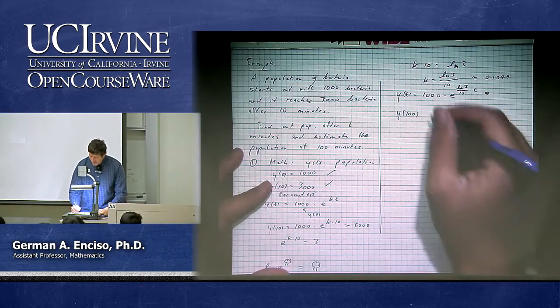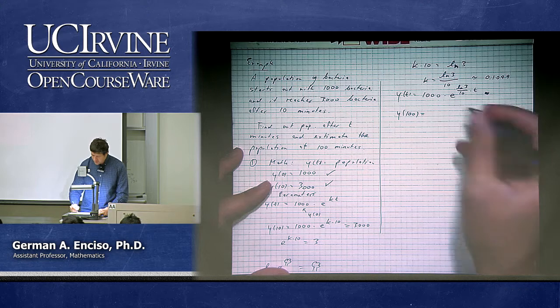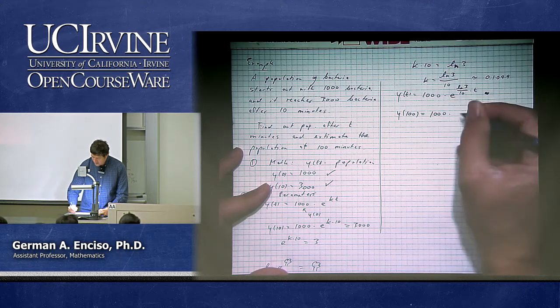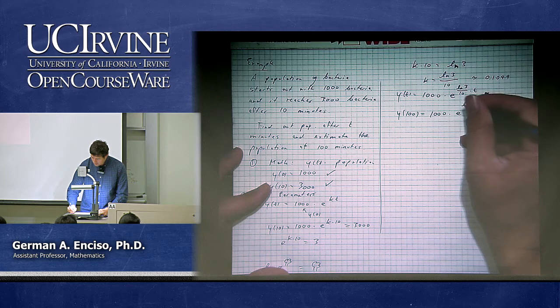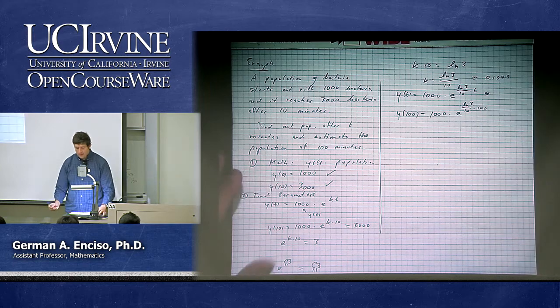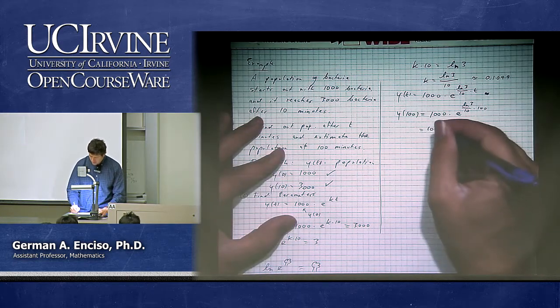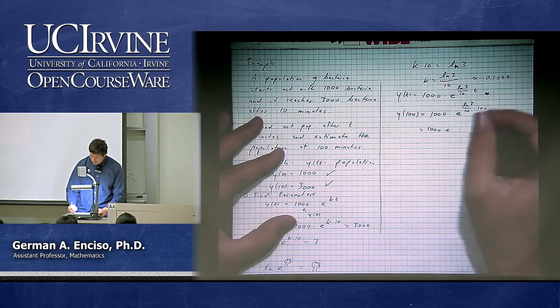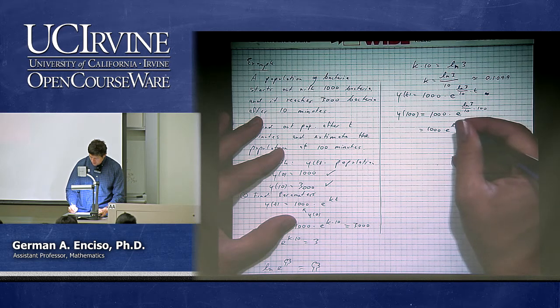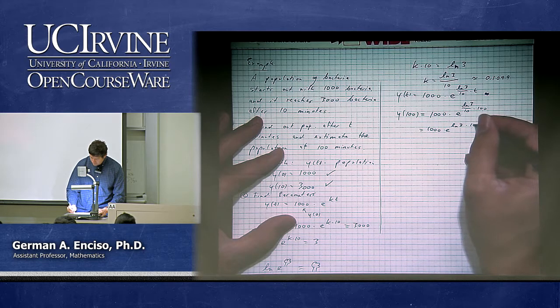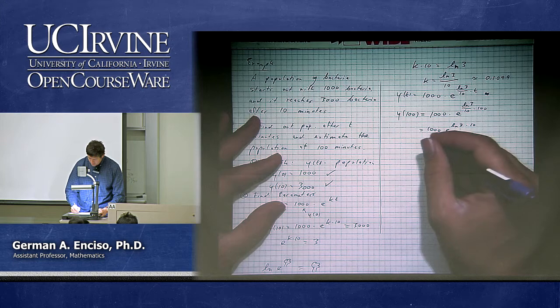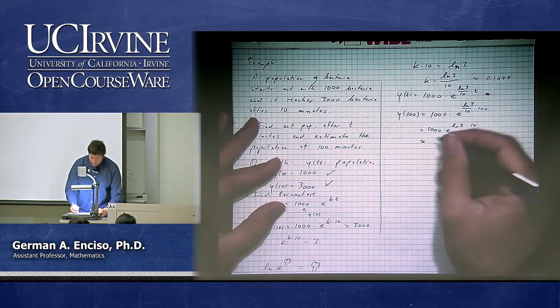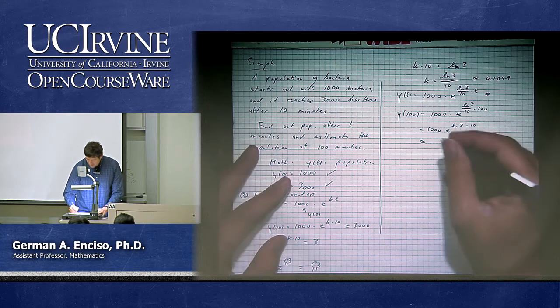Let's see. So y of 100 is equal to 1,000 times e to the log 3 divided by 10 multiplied by 100. And this is equal to 1,000 e to the, I can cancel out the 10 down here, e to the log 3 multiplied by 10. You know what that is? You can plug it into your own calculator. It's 6.